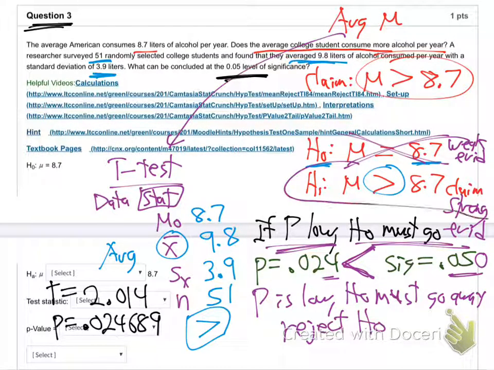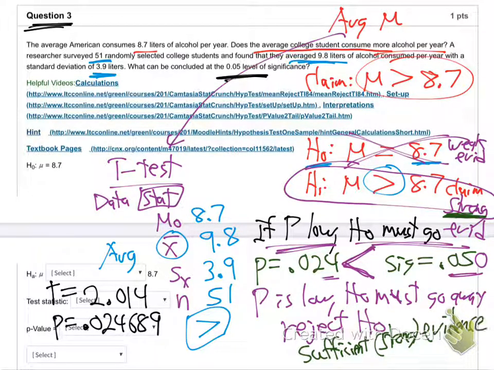That means we keep H1, don't we? We reject the null, we keep the H1. Is there strong evidence or weak here? Yeah, whenever you're doing H1, it's always strong. So that is sufficient, strong. There's enough evidence. There's strong evidence in this situation. Looks like there's strong evidence that the college students are drinking more on average, right? That's our conclusion. Greater. Strong evidence based on this sample.